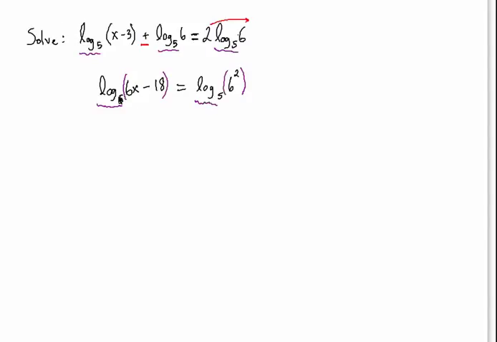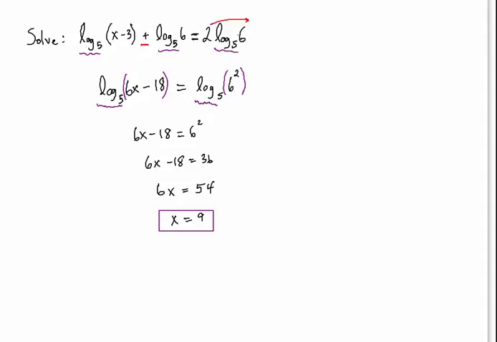Okay, so since you have the log base 5 on both sides of the equation, we can drop out the log. So what I'm going to have left is just 6x minus 18 equals 6 squared. Which, if I continue to solve this for x, I'm going to get 6x minus 18 equals 36. Add 18 to both sides. So 6x equals 54. Therefore x is going to equal 9. Okay, so this should be our final answer for x.